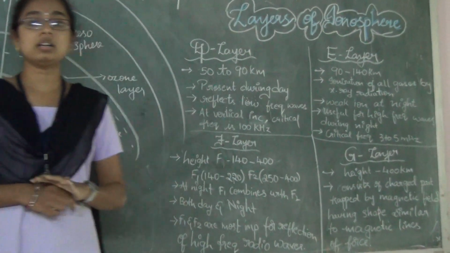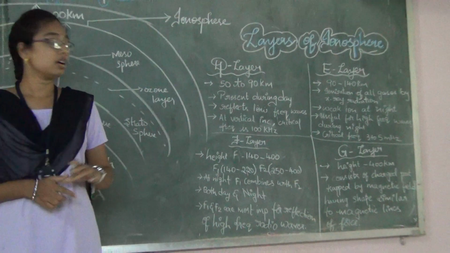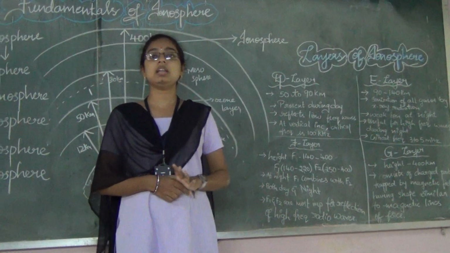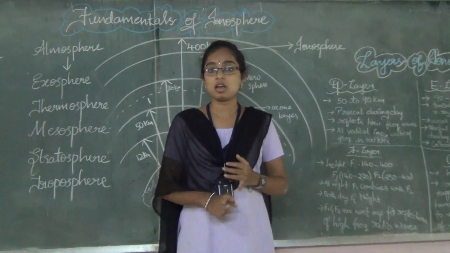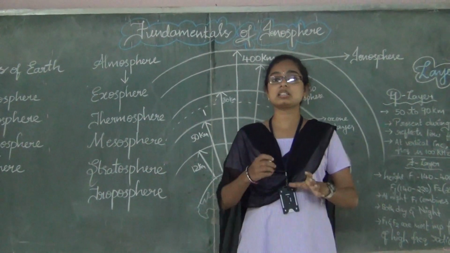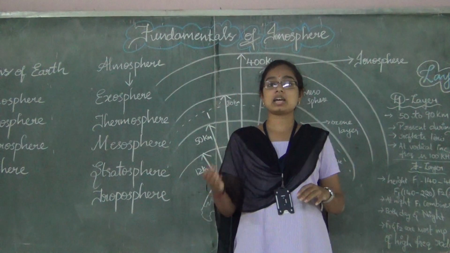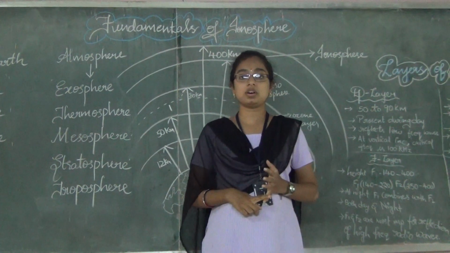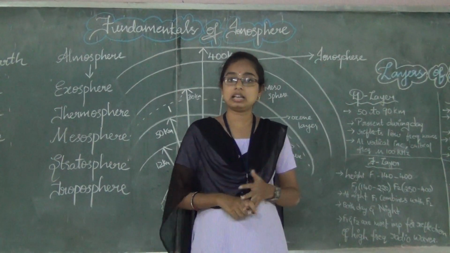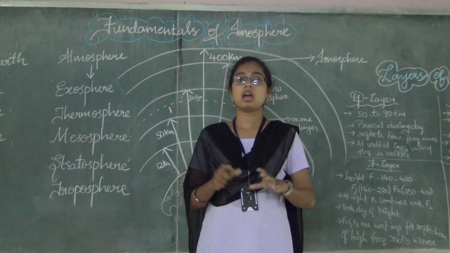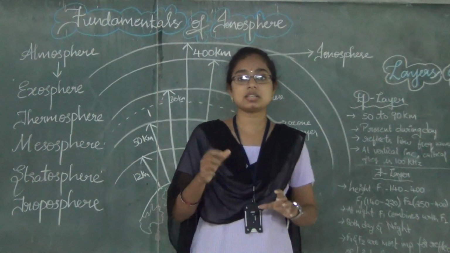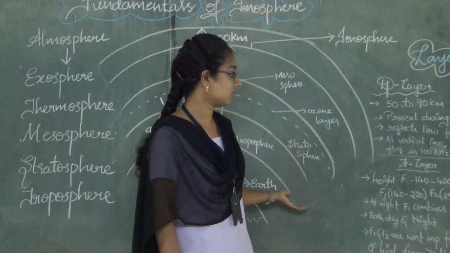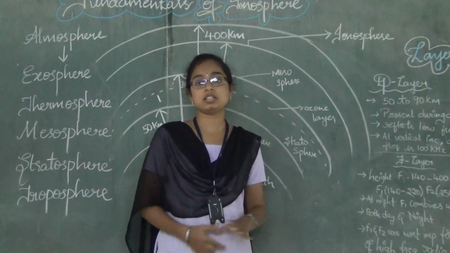Coming to the conclusion, we find that this ionosphere is mainly useful for radio communications. Earlier, satellites were not available, so in place of satellites, they used this layer for radio communication, telecommunication. Nowadays we are using GPS satellites, GPS tracking, and at the same time, television communication. And all these are advantages of the ionosphere.